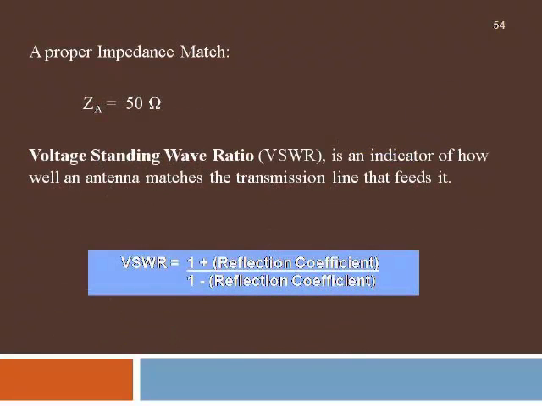Normally, the antenna is connected to the duplexer via a 50 ohm line. Hence, for proper match, the antenna impedance must be 50 ohms whether transmitting or receiving. And how far it is from this is normally taken through a parameter called voltage standing wave ratio. It is an indicator of how well an antenna matches the transmission line that feeds it, and the equation by which we can calculate this parameter is shown in the slide.